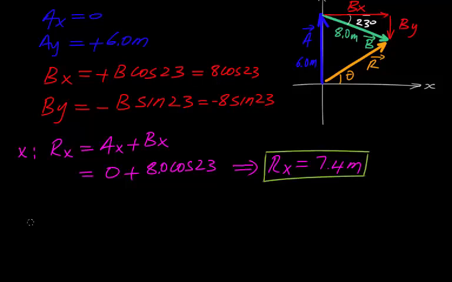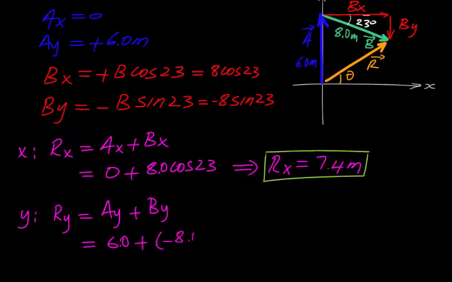In a similar way, we can solve for the y component. Ry is going to equal Ay plus By. Substituting for the Ay, which equals 6.0, plus the By, which, notice, is negative 8.0 sine 23. Solving for the Ry, we obtain 2.9 meters.